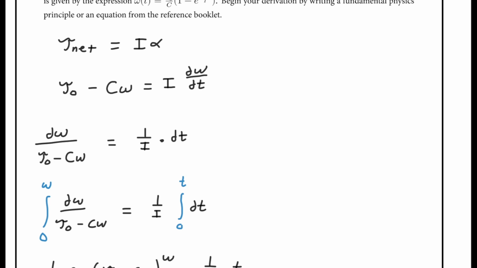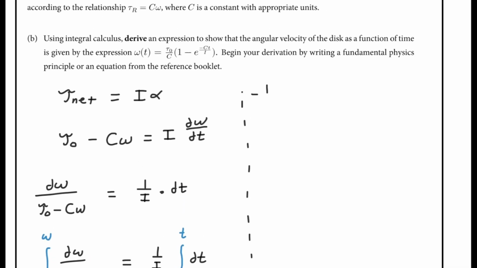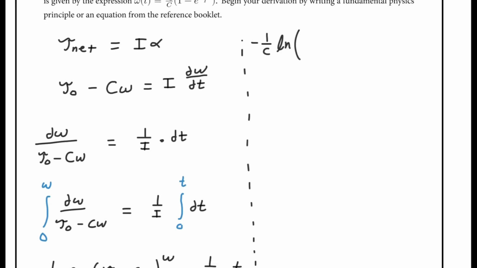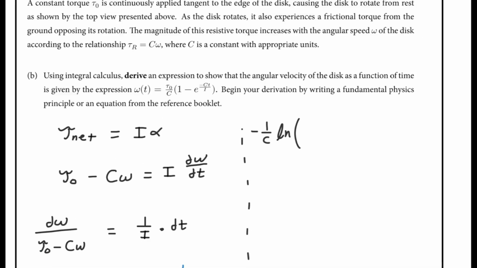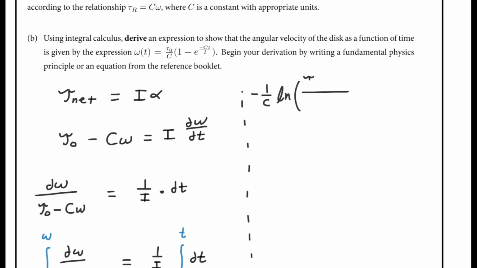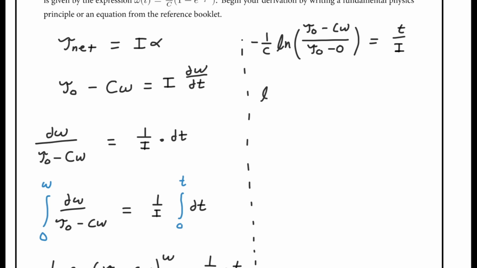So now we just have to plug in. I'm going to give myself some more space here. So now we get negative 1 over C times ln of, well, if you subtract two logs, that's the same thing as dividing the insides. So plugging in omega as my numerator, I would get T0 minus C times omega, and plugging in 0 for omega gives me T0 minus 0 as the denominator. Then let's move the coefficient to the other side and simplify the log. So I get ln of T0 minus C omega divided by tau naught is equal to negative Ct over I.